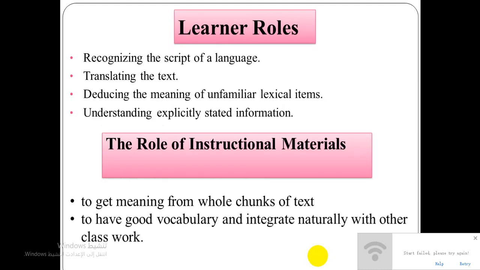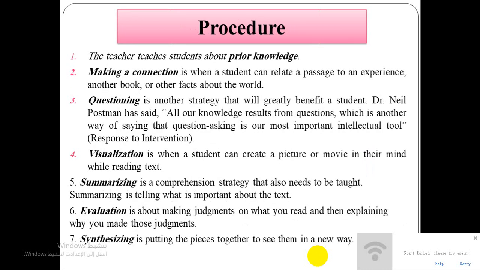Learner roles are recognizing the script of a language, translating the text, deducing the meaning of unfamiliar lexical items, and understanding explicitly stated information. The role of instructional materials is to get meaning from whole chunks of text, to have good vocabulary, and to integrate naturally with other classwork. Procedures of the reading method.